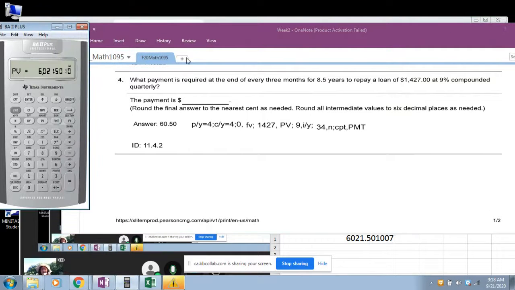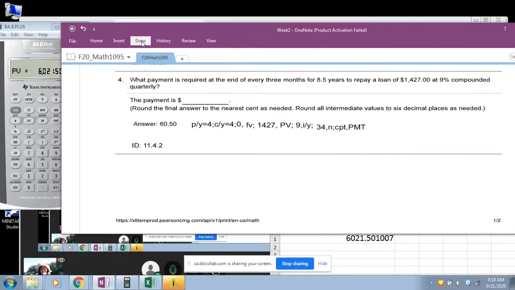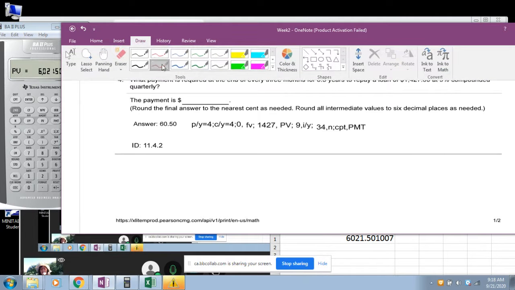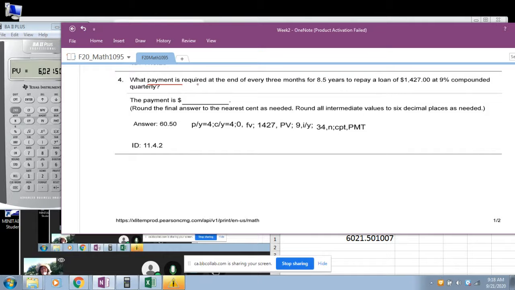So I repeat the question. What payment is required at the end of every 3 months for 8.5 years to repay a loan of $1,426 at 9% compounded quarterly? So the question asks you, what is PMT? That is the question. What is PMT?